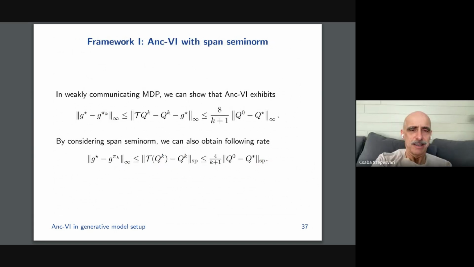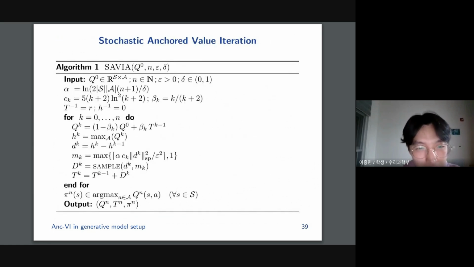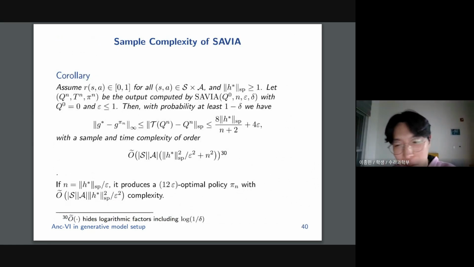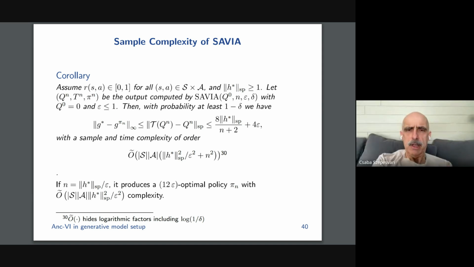As you imagine, both techniques are important, but I can say this. If you see the convergence rate in the corollary, in the rightmost term there is 8 times the span seminorm of h star over n plus 2, plus 4 epsilon. Here the epsilon comes from the approximation error, and the h star over n plus 2 comes from the convergence of the anchor value iteration. So recursive sampling reduces the approximation error, and the anchor value iteration reduces the error with respect to h star. That's basically the role of these two ingredients. Right, they're working together.